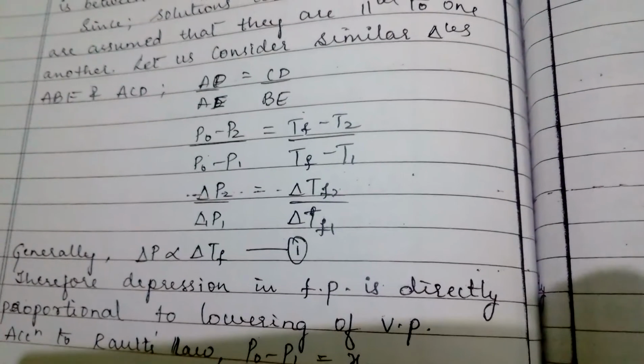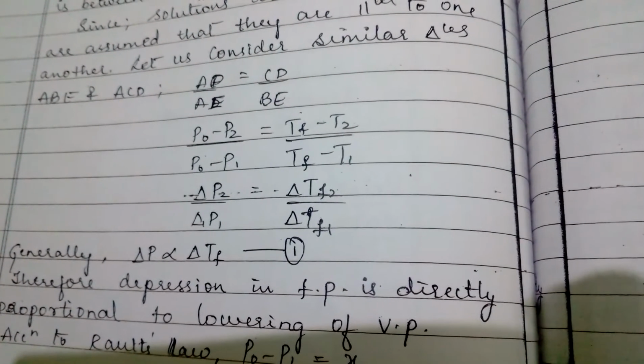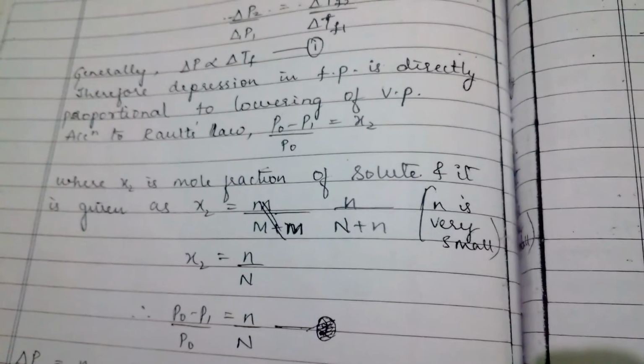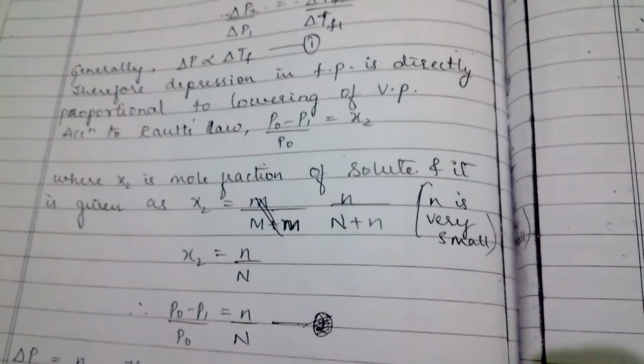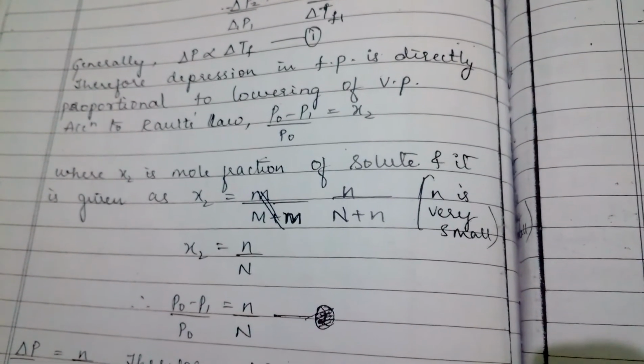Therefore, delta P2 by delta P1 is equal to delta Tf2 by delta Tf1. Generally, delta P is directly proportional to delta Tf. Call it equation 1. Therefore, depression in freezing point is directly proportional to lowering of vapor pressure.